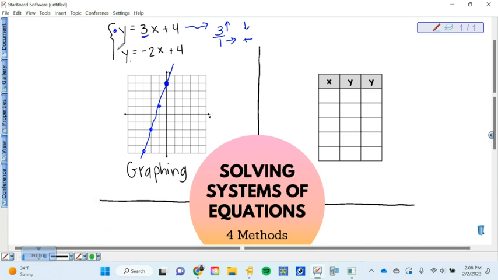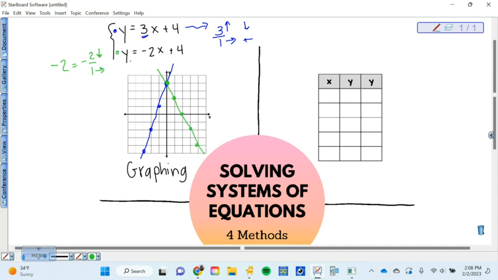What's my y-intercept? 4. And what's my slope of that line? -2, so that means I go down 2 over 1, down 2 over 1, down 2 over 1, right? Down 2 over 1. And so there's my line.